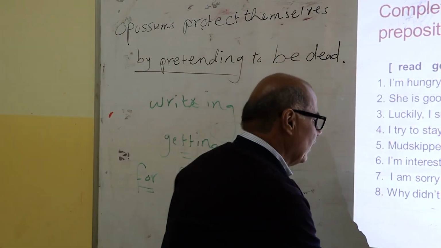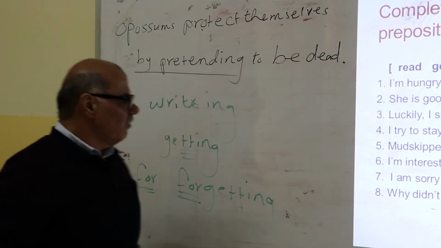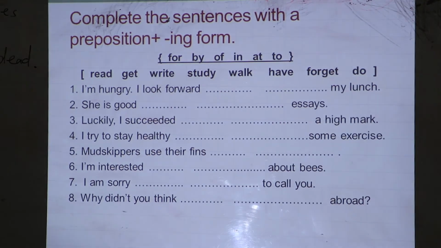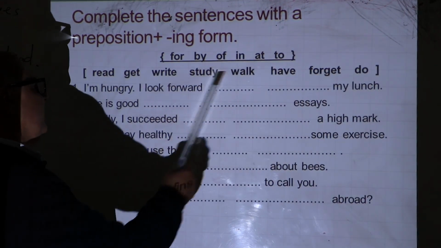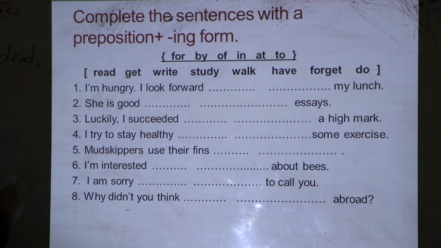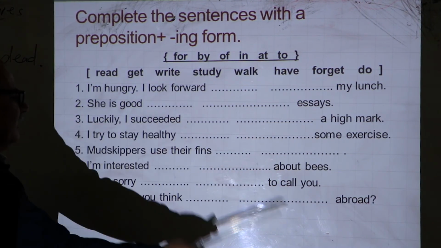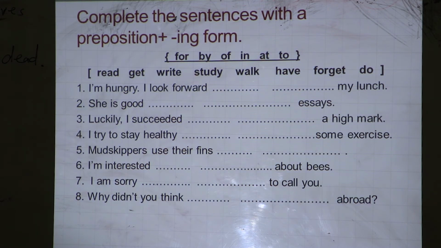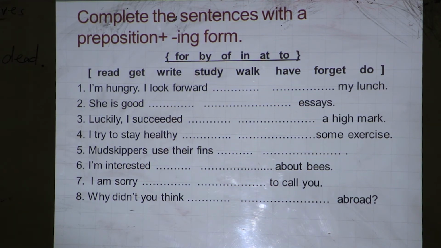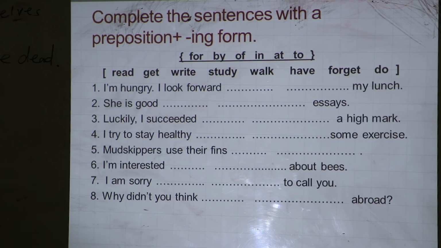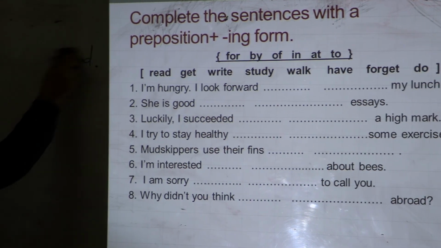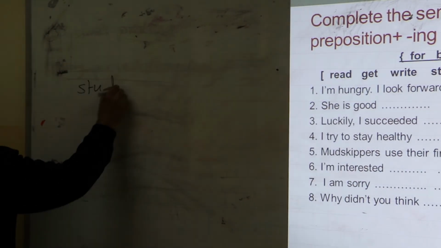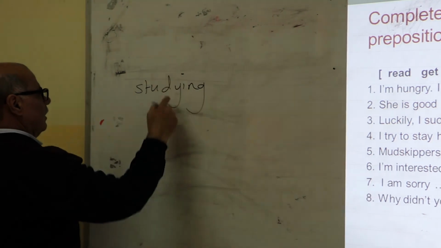Right? Number 8. Why didn't you think of studying abroad? Studying. Of course, we don't omit the Y in the ing. So studying, like this. Doing. Do we omit the Y? No.